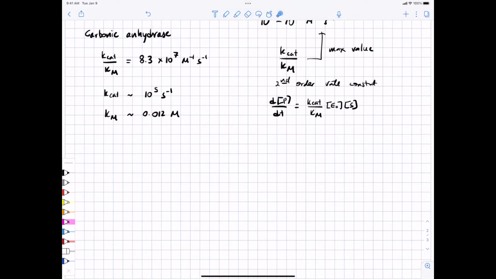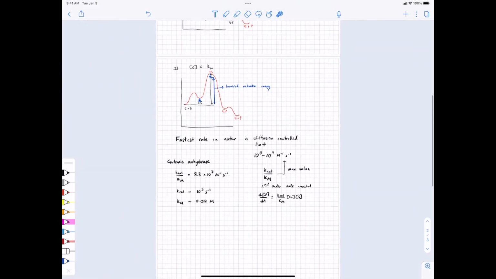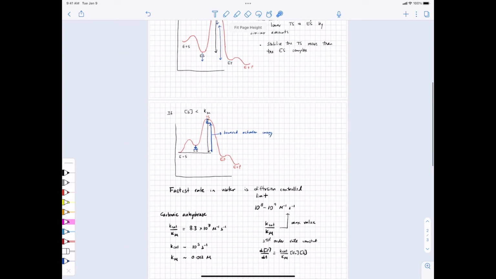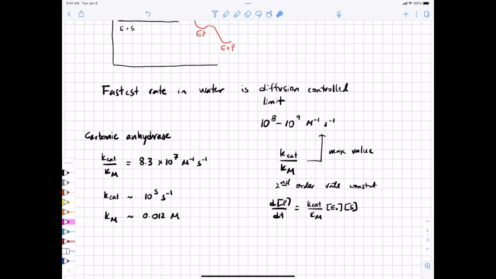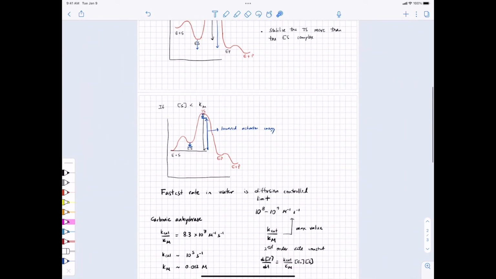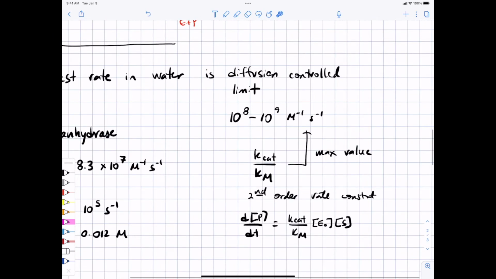So remember, if evolution attempted to make the enzyme substrate complex more stable, that would have the effect of lowering the Km value beyond this, but that's not going to improve catalysis anymore, right? Because you're already up against the diffusion limit.